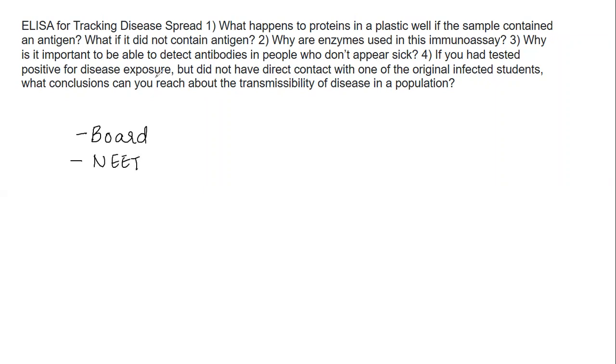Here, first we will understand the concept, what is required to answer this question, and then step by step we will clearly understand how we can answer these four sub questions. Now let us get into the explanation quickly. First, let me read the question. ELISA for tracking disease spread.